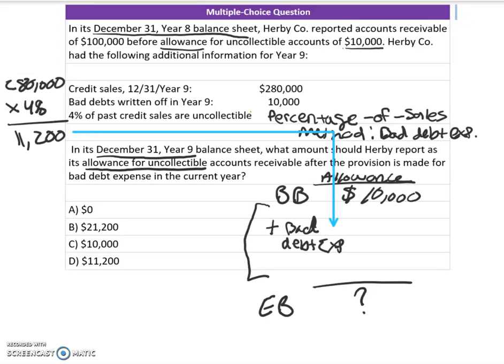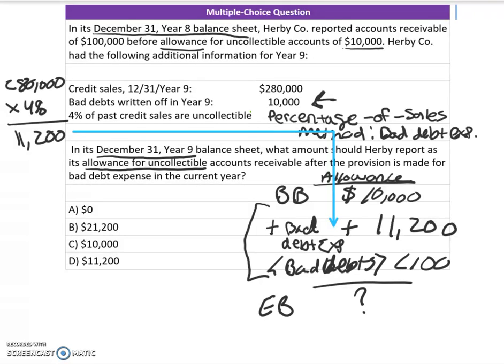So we now know that we're going to go ahead and add that bad debt expense to increase our allowance balance. And last but not least, what do we have left? We have our bad debts that are written off. So these are going to be subtracted from our allowance balance. This is essentially saying that we're giving up on these bad debts. We don't think we're ever going to collect them anymore. So therefore, our allowance is going to have to be reduced.